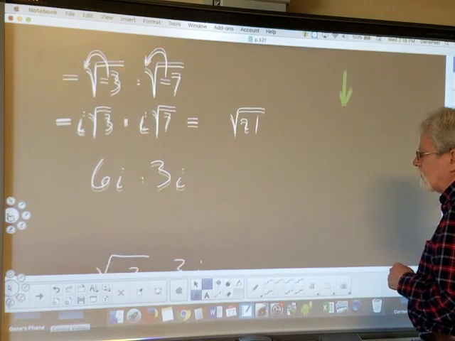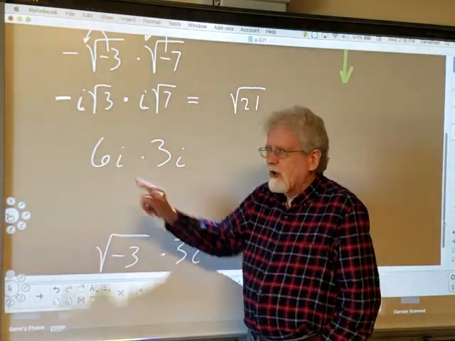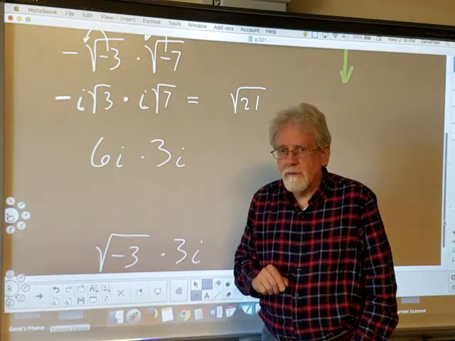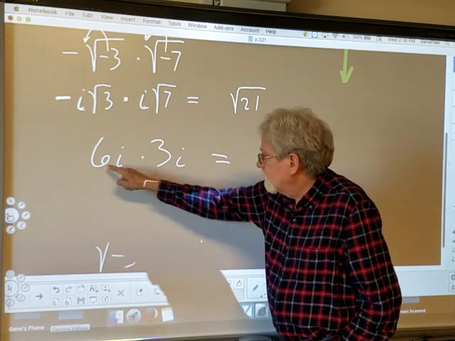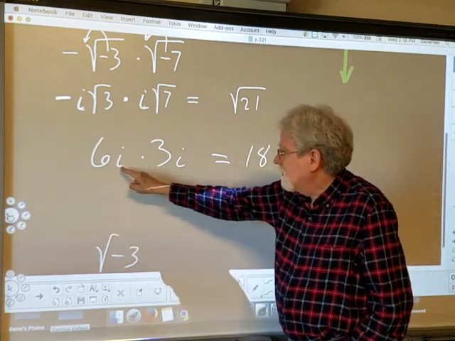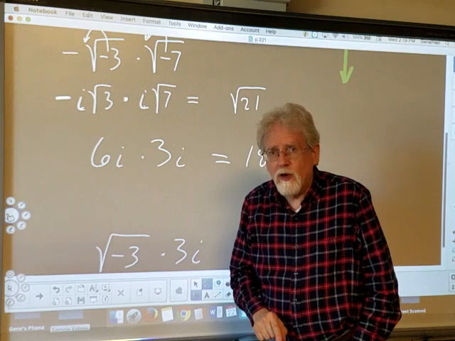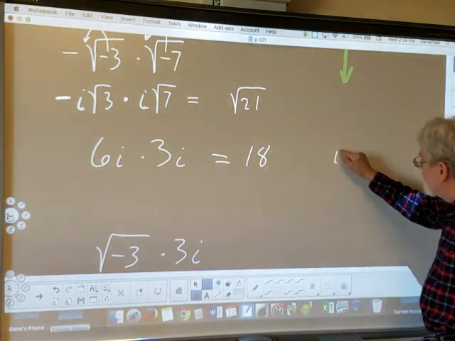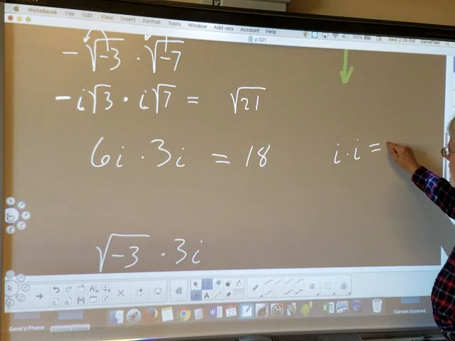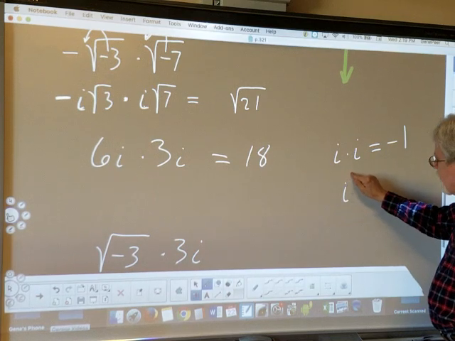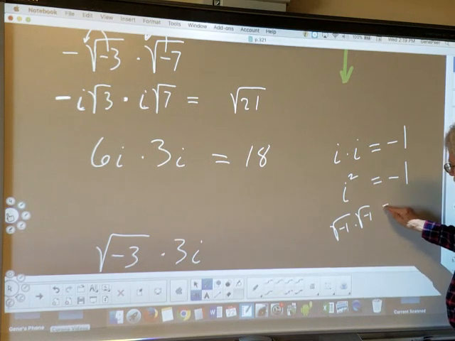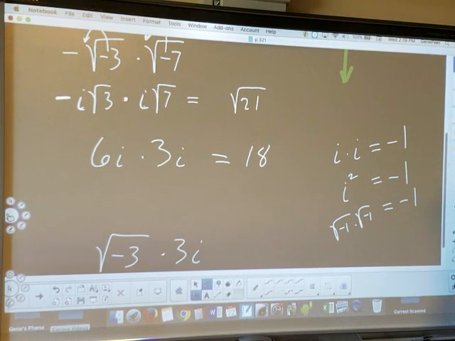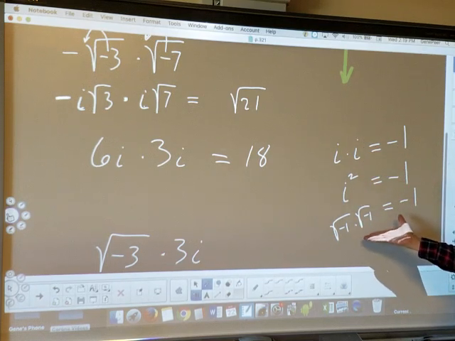Same thing with this next example here. This looks positive. This looks positive. We're going to multiply these two positives and watch what cool thing happens. 6 times 3, 18. i times i, negative 1. Yes, don't forget that fundamental concept. i times i is negative 1 because i squared is negative 1, because the square root of negative 1 times the square root of negative 1 is negative 1. Meditate on that. Pause the recording if you have to and stare at that.